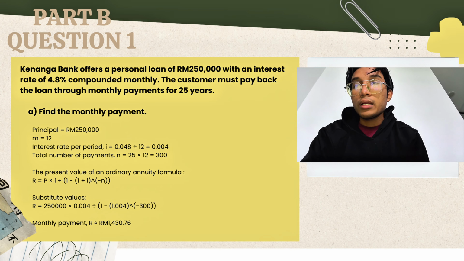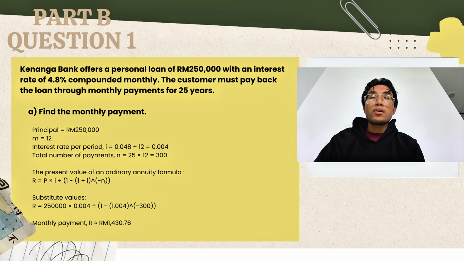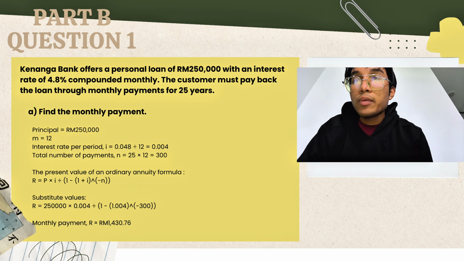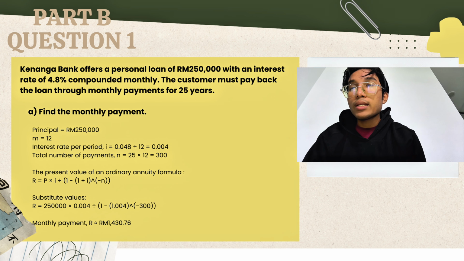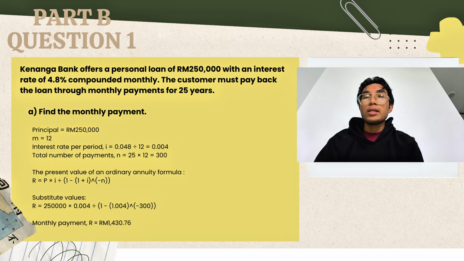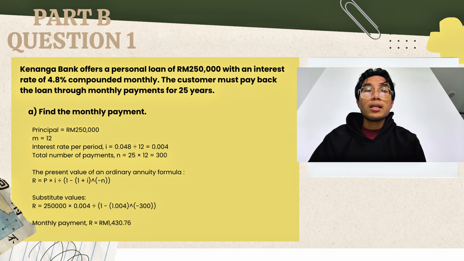We substitute the values, and it becomes R equals 250,000 ringgit times 0.004 divided by [1 minus (1.004) to the power of negative 300]. And our answer, which is the monthly payment, R equals 1,430.76 ringgit.